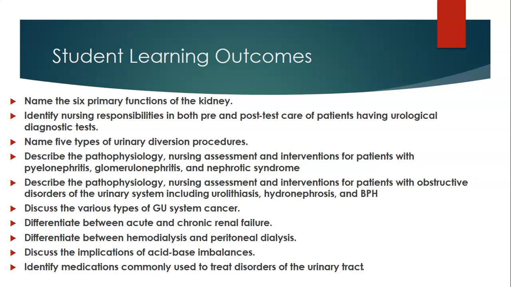Be able to discuss the various types of GU system cancers, so prostate cancer, bladder cancer, renal cancer. Be able to differentiate between acute and chronic renal failure. Differentiate between hemodialysis and peritoneal dialysis. Also discuss the implications of acid-base imbalances. And finally, identify some medications commonly used to treat disorders of the urinary tract.